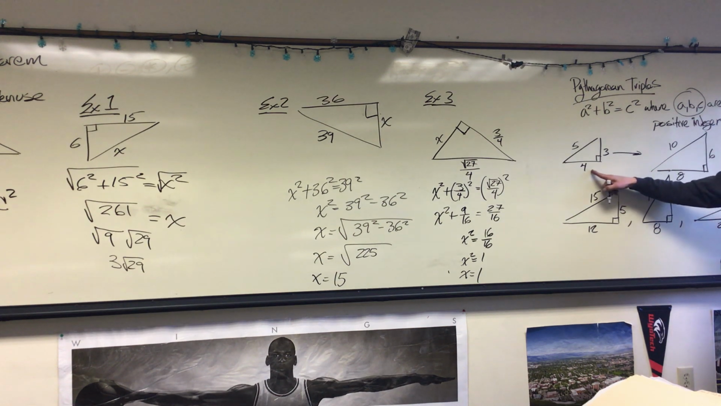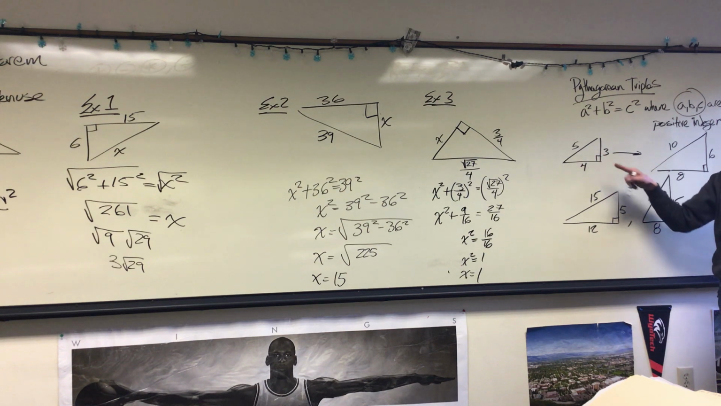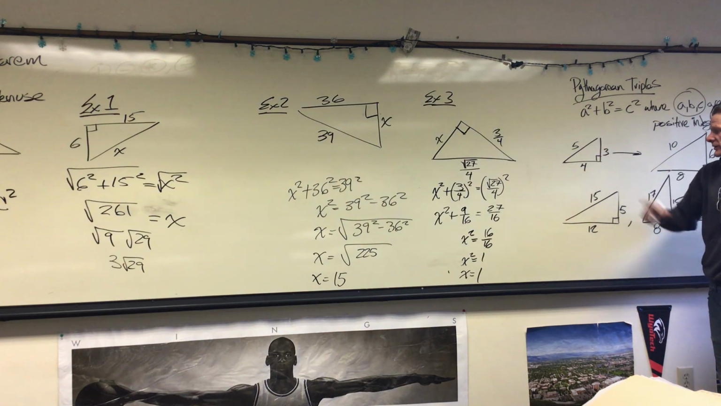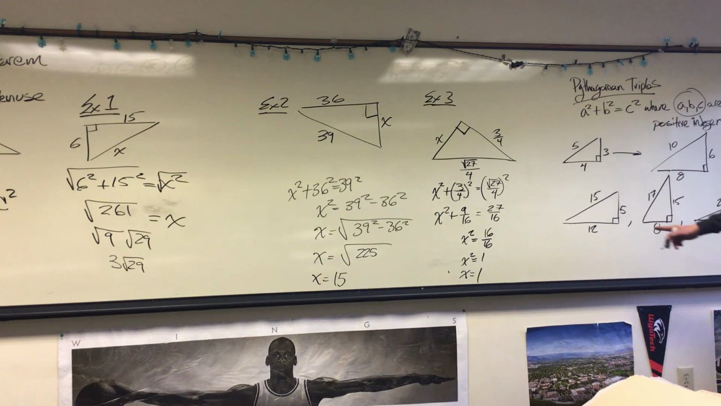The lowest one, where these guys are all coprime, they're relatively prime, they don't have any numbers that divide them, these are called Pythagorean primitives. They are primitive Pythagorean triples. Here are 3 more primitive Pythagorean triples: 5, 12, 13; 8, 15, 17; 24, 7, 25. All of these satisfy the Pythagorean theorem, and they are positive integers, so they are Pythagorean triples.